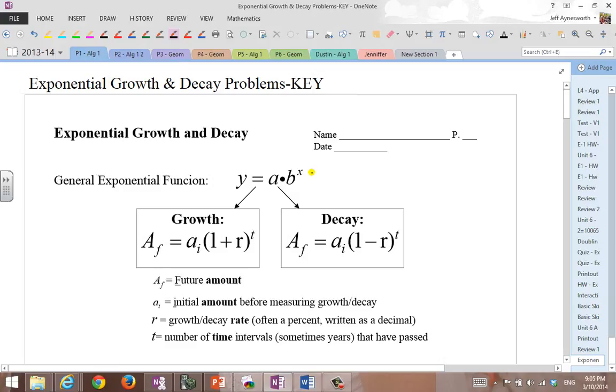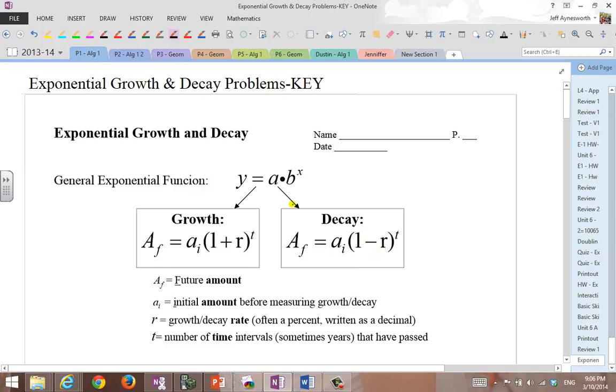Okay, remember there are two types of exponentials here. The growth function, where the base is bigger than 1. All right, and you have 1 plus r here in the base, and the decay function where it's 1 minus r, where the base here is less than 1.